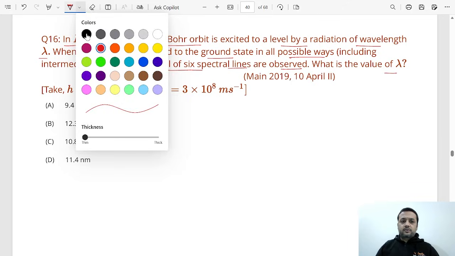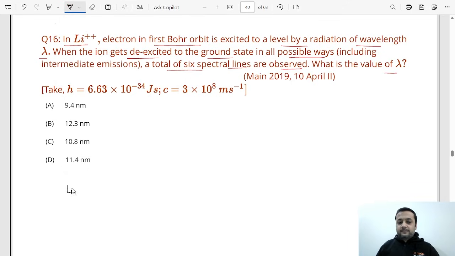So look, what is happening in this question first. Let's say we have a lithium ion. You can see Li2+ will have one electron. Right now this electron was in the n equals 1 state. The electron was in the first Bohr orbit. That means n equals 1 state. It got a photon of wavelength lambda. That means it gets energy, so it will excite to a higher state n.